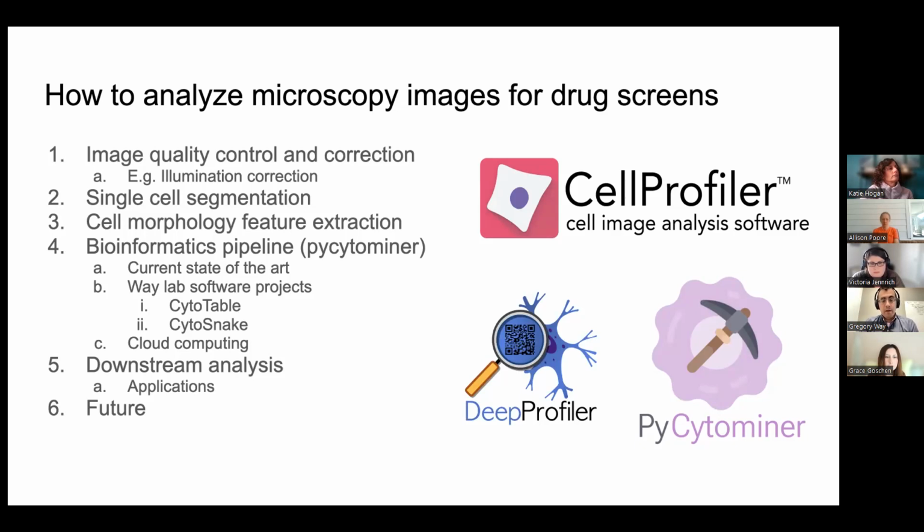And the wheelhouse of my lab is the software. So we develop the bioinformatics software, though not all of these. CellProfiler was developed in Anne Carpenter's lab. That's the lab I did my postdoc in. And DeepProfiler is a deep learning version of CellProfiler. My lab develops pycytominer. And we also develop 2 other software tools called CytoTable and CytoSnake, which I'll talk about in a little bit more detail. And all of this bioinformatics occurs generally in the cloud for drug screens because the data are typically really large.